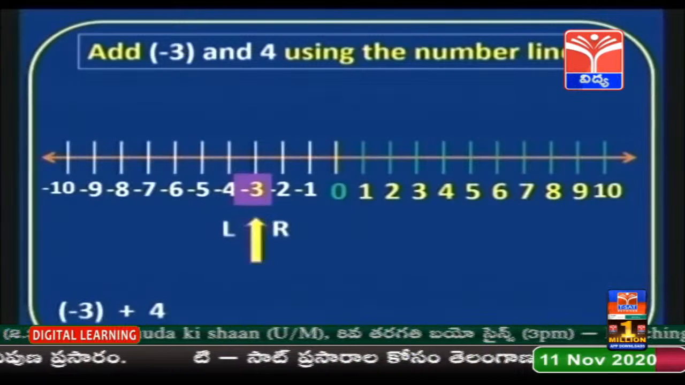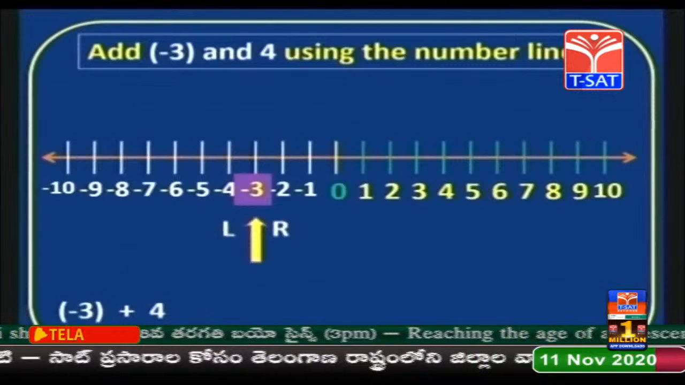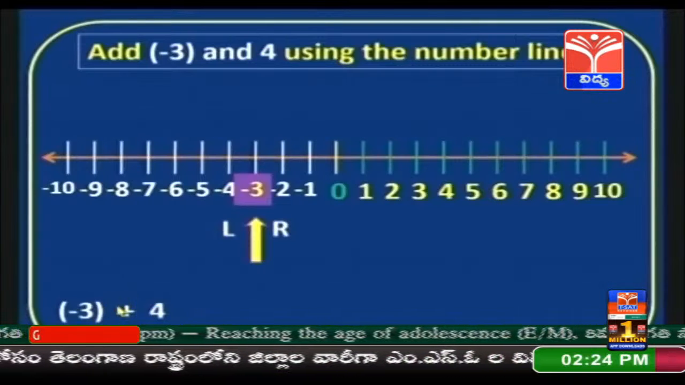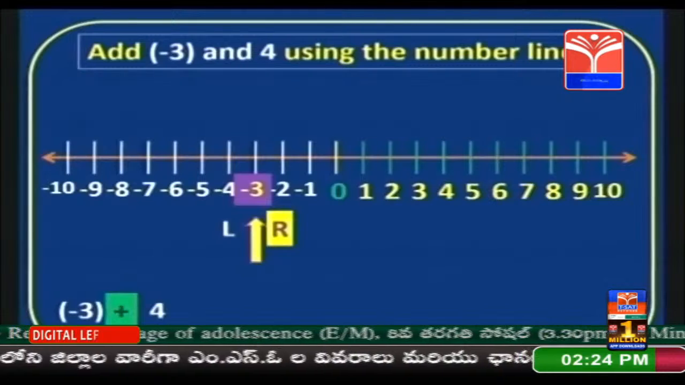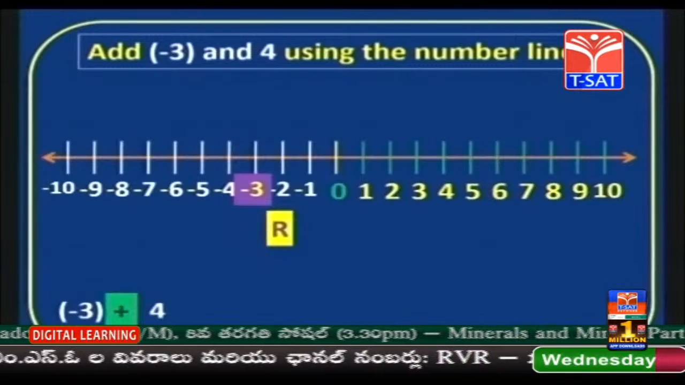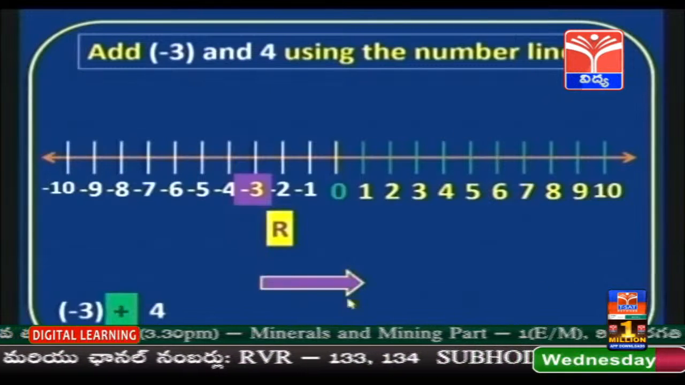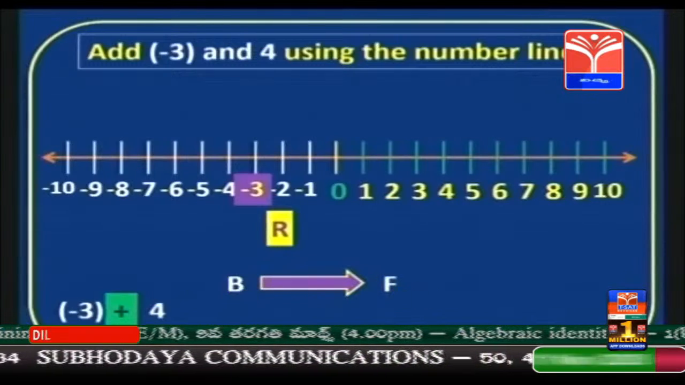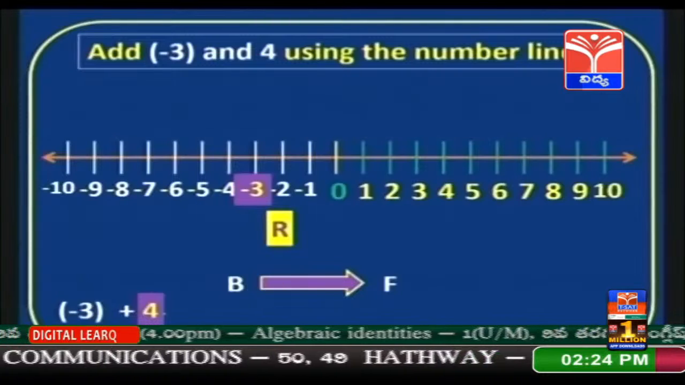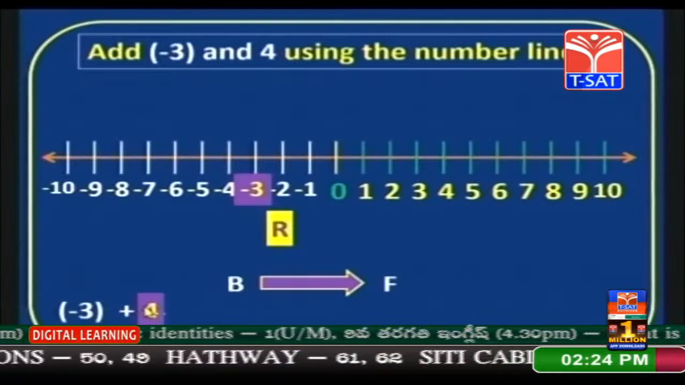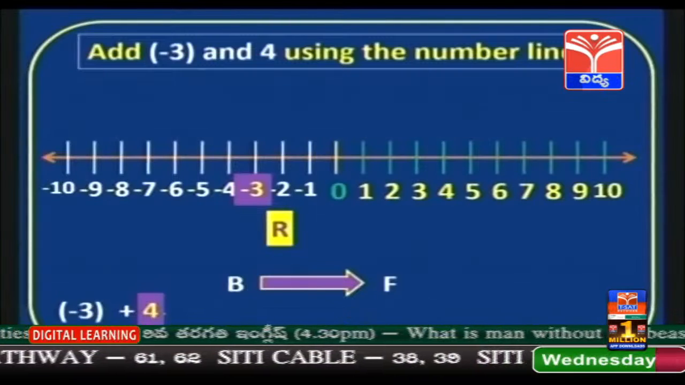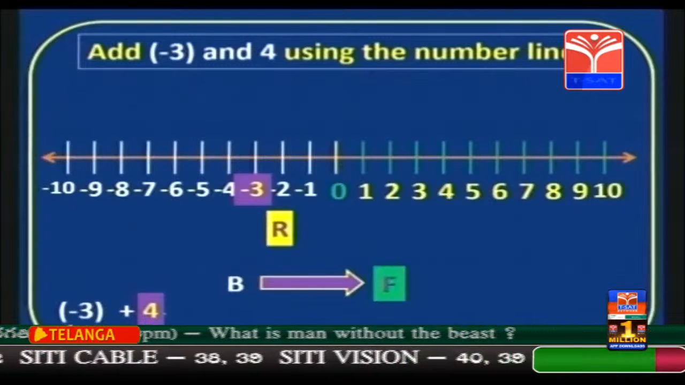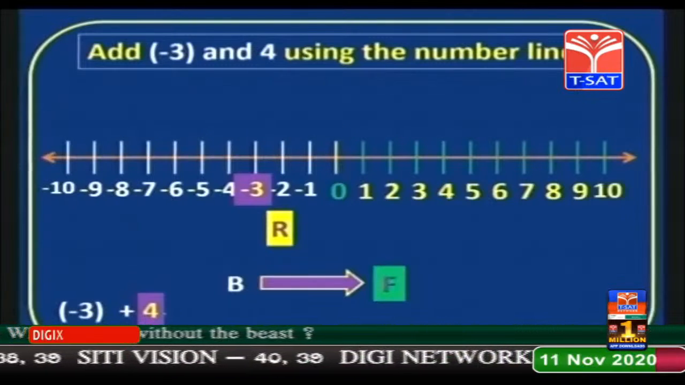Okay, this is the right side, this is the left side. Now what is the sign between the integers? Yes, it is plus. So which turn do we have to take? Right turn. So I am taking an arrow mark here. See, right turn. So this is the forward direction, this is the backward direction. Now I have to select the second integer. What is the second integer? Yes, 4. It is plus 4. So we have to move forward or backward? Yes, we have to move forward. How many steps again? 4 steps.